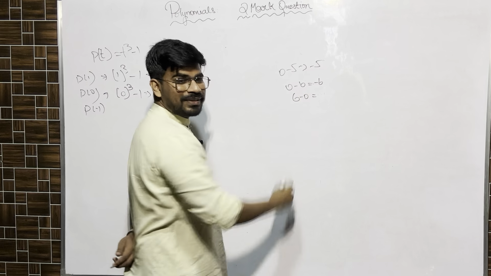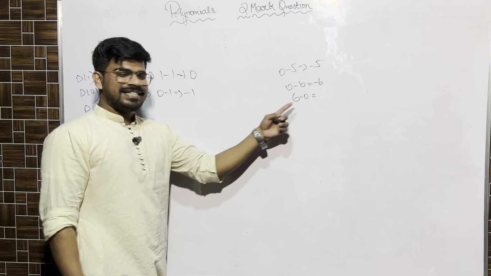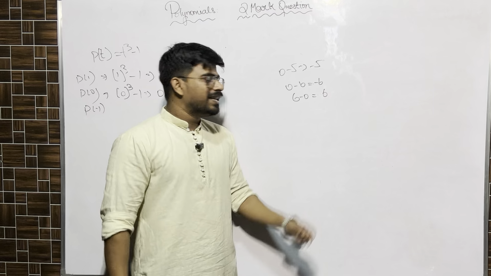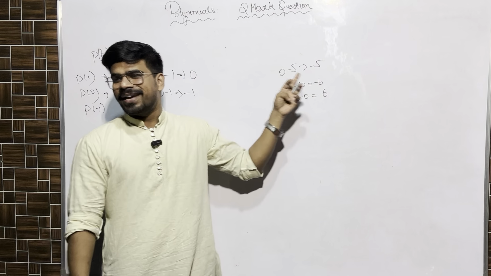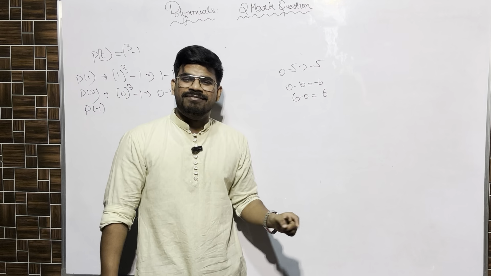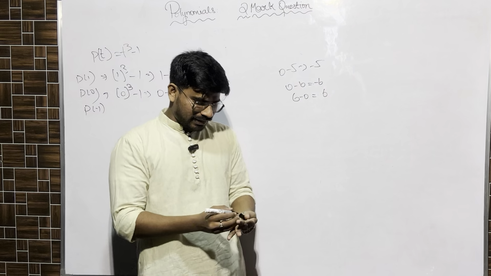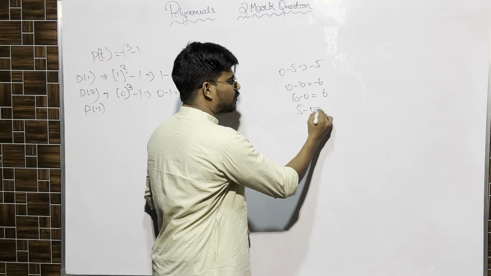6 minus 0. Who is that? 6 minus 0 is minus 6? Wrong answer. It is 6. If you have 0 followed by a number and a minus sign is there, for the answer you will have minus. If a number is there, minus is there and 0 comes, the direct answer is the same number. 6. Answer is 6. 5 minus 0.